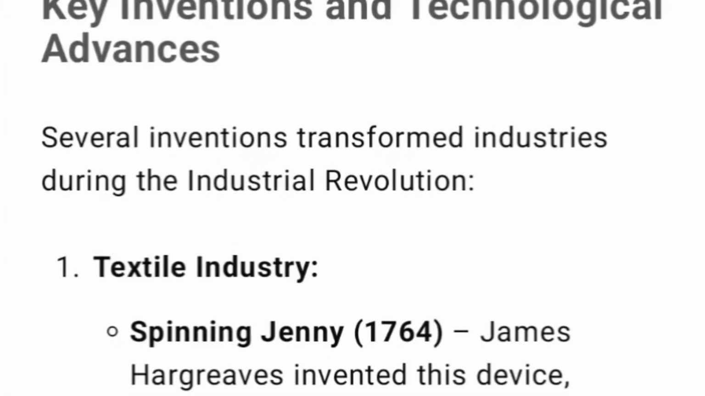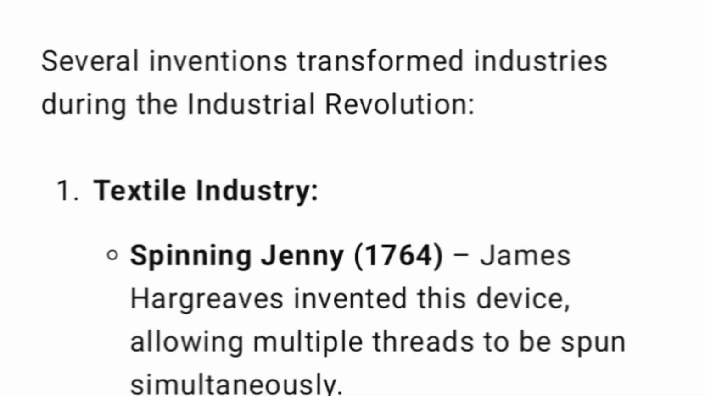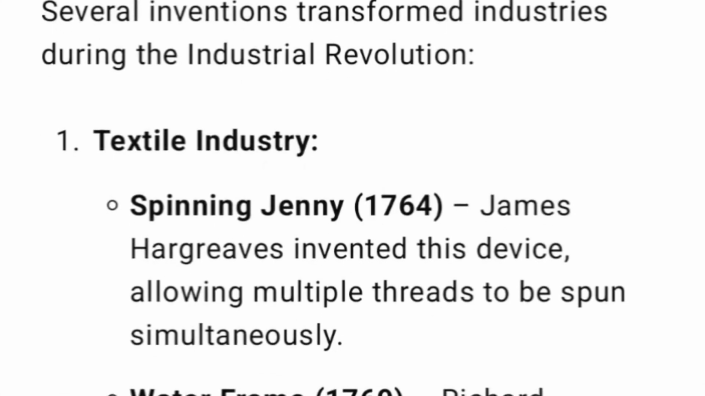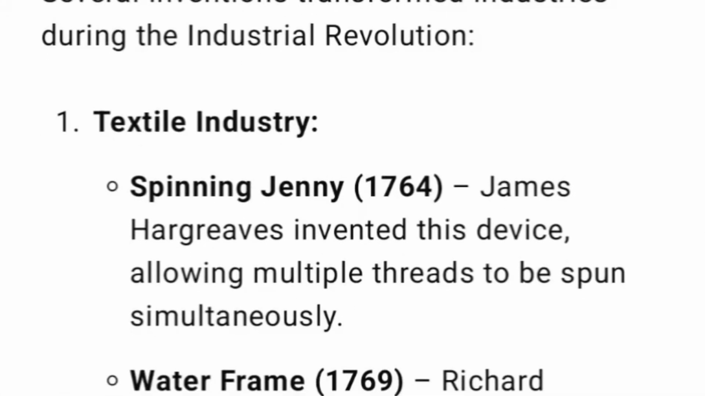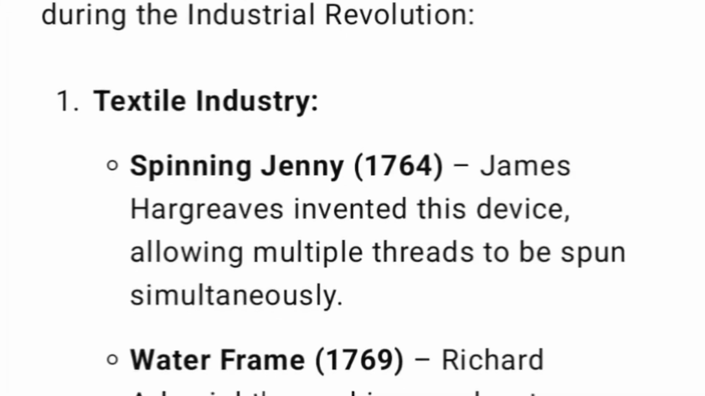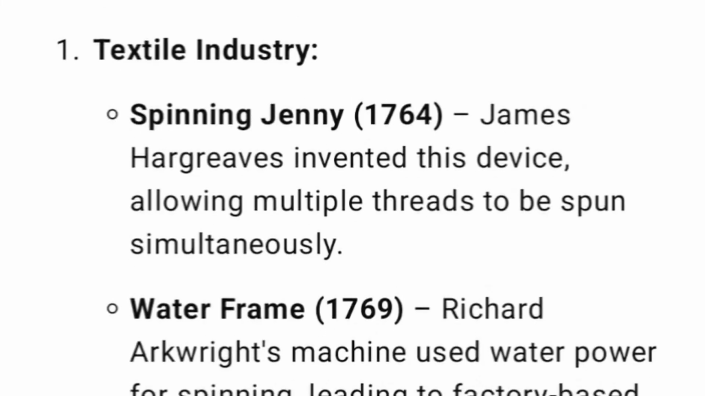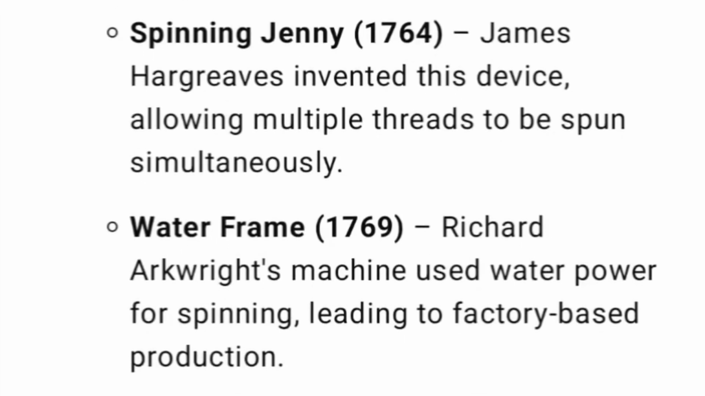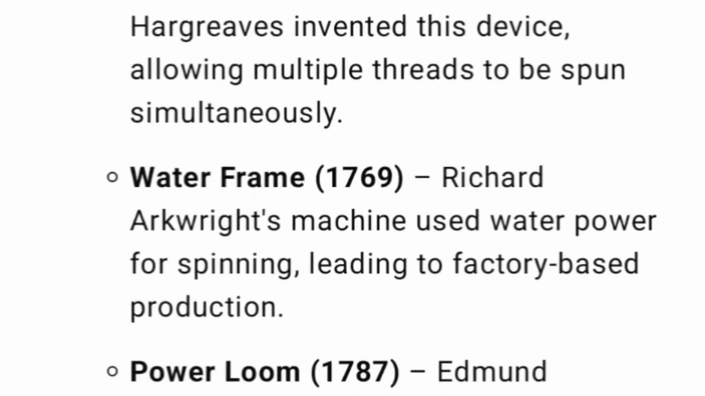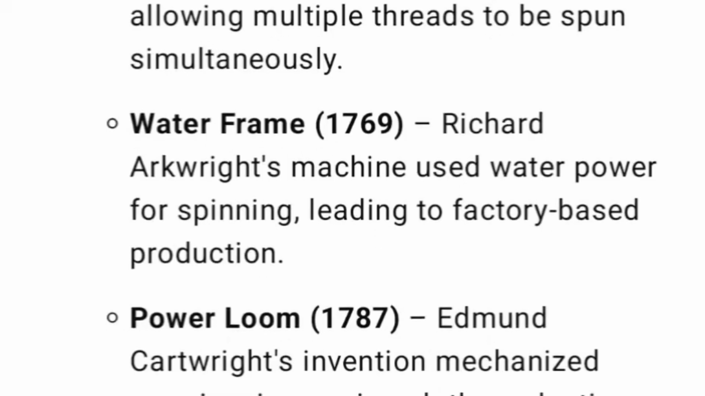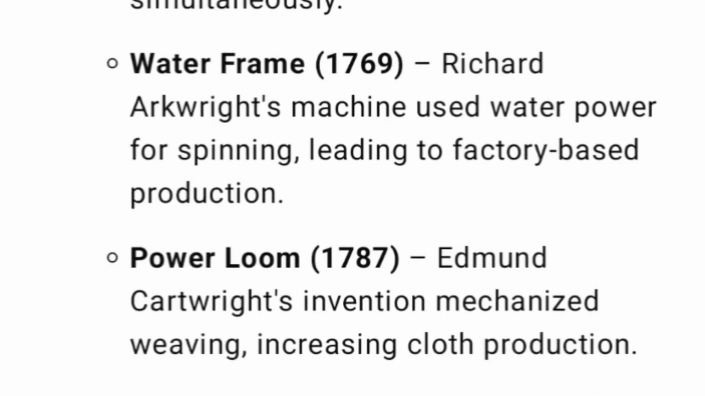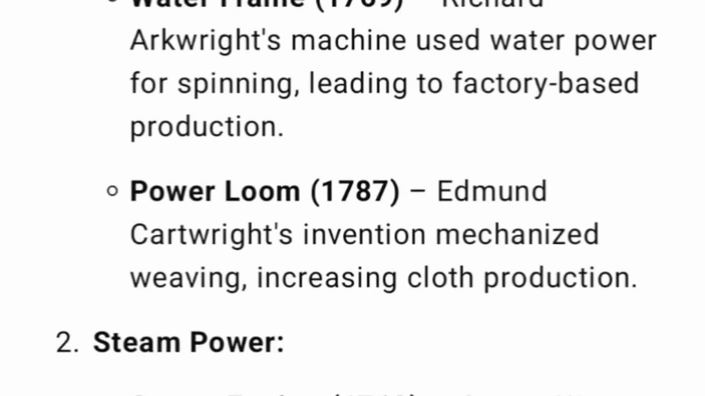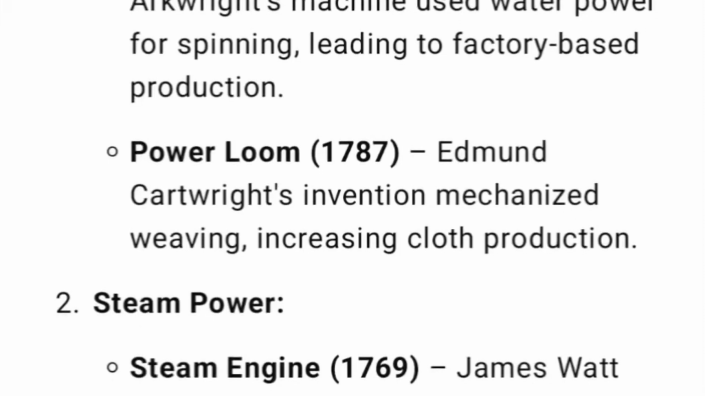1. Textile industry. Spinning jenny, 1764. James Hargreaves invented this device, allowing multiple threads to be spun simultaneously. Water frame, 1769. Richard Arkwright's machine used water power for spinning, leading to factory-based production. Power loom, 1787. Edmund Cartwright's invention mechanized weaving, increasing cloth production.